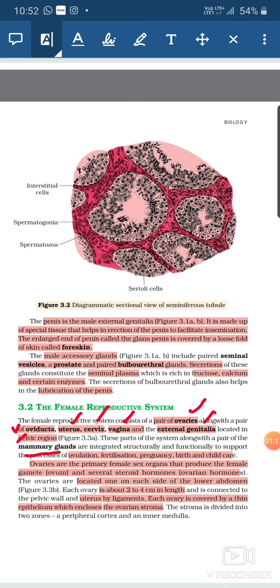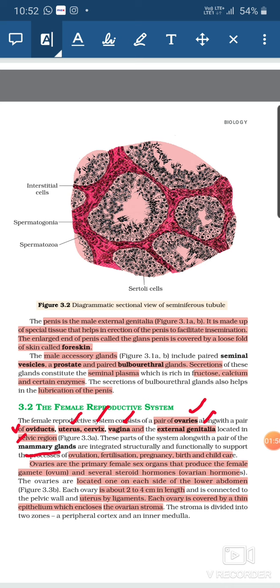Let's study the ovaries in more detail. Ovaries are the primary female sex organs. They have two major functions. The first is the production of the egg or ovum, and the second is the secretion of the ovarian hormones. An ovary is located on each side of the lower abdomen, and its size is about 2 to 4 centimeters in length. It is connected with the pelvic wall with the help of a ligament, so it is held in place by the ligament.